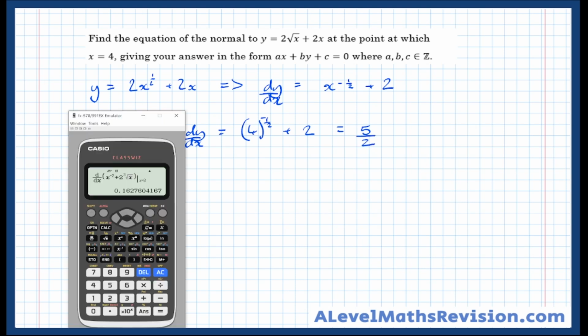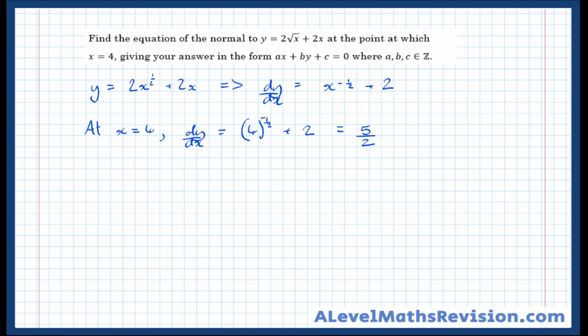Let's just check that on the calculator. So the differential of 2 root x plus 2x at x equals 4 indeed is 2.5 or 5 over 2. Right, therefore the gradient of the normal, and you mustn't forget to do this, equals the negative reciprocal of that, which is minus 2/5. Negative reciprocal, flip the fraction, attach a minus. So there we have the gradient.